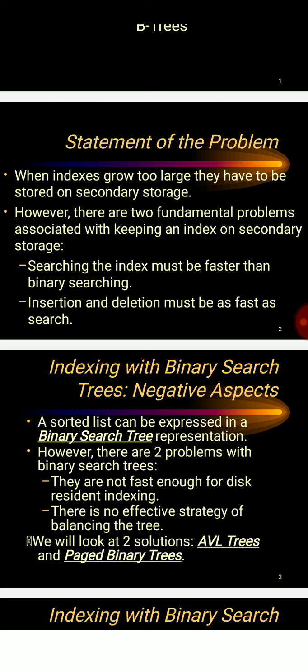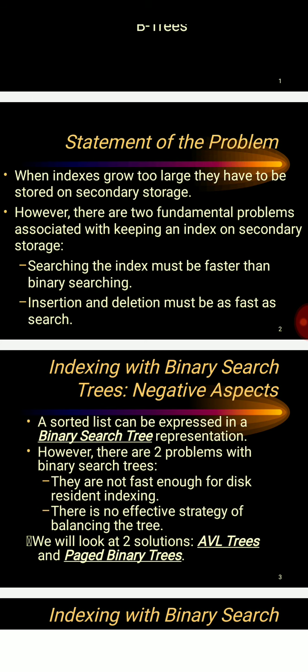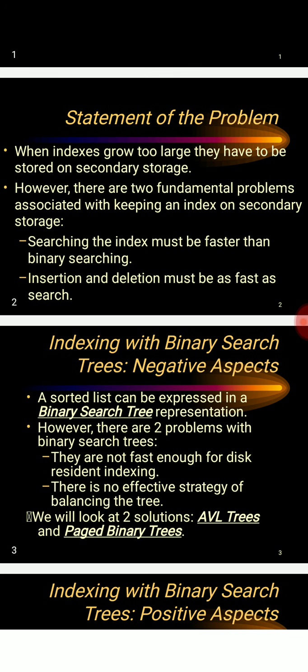As you know, when you go with the indexing concept on the secondary search tree, we maintain a binary search tree, where the sorted list is present in the binary search tree. But if we go with the binary search tree in the secondary storage for indexing, it encounters two major problems. One is that they are not fast, and there is no effective strategy for balancing the tree. For example, if you want to access the file, it is very difficult. And the second one is, whenever you add new keys or delete them, how will the tree be balanced? That is the major problem.